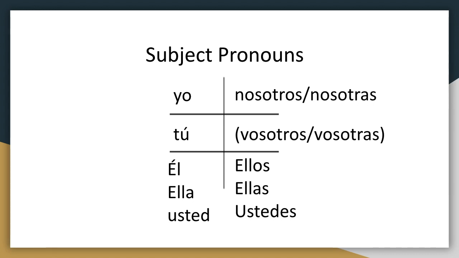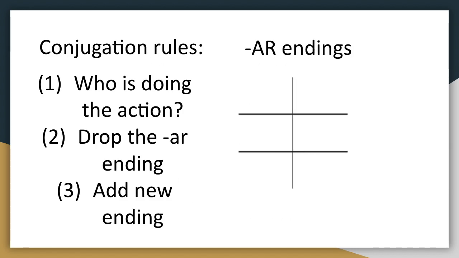Ustedes means you all, you guys, or my favorite, y'all. Alright, so hopefully that was a good quick recap on what our subject pronouns are and what they mean. Next, let's look at the actual rules on how to conjugate a verb. First, we gotta see who's doing the action. Like we just did, we go back and we check what our subject pronoun is.